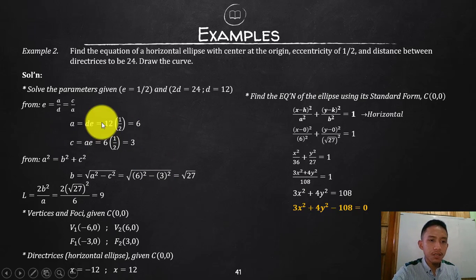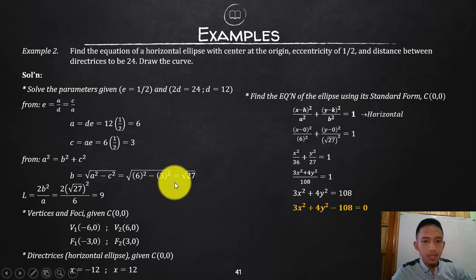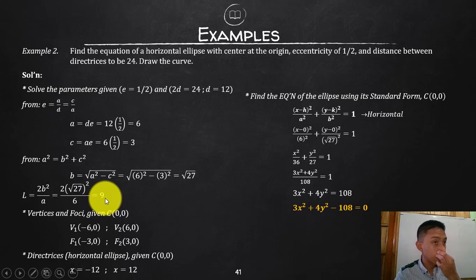So let's try to solve the others. We have A, C, we have D, we have E. What else do we need? It is your B, your semi-minor. So from the Pythagorean theorem, but this time in an ellipse, A is the longest, isn't it? So rearranging this one, you will have B is the square root of A squared minus C squared. Substitute, you will have the square root of 27, that is the exact value. And then of course we need the latus rectum if you are drawing it manually so that you can draw it smoothly.